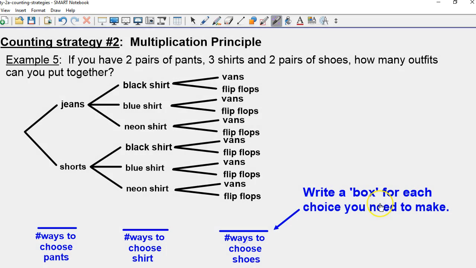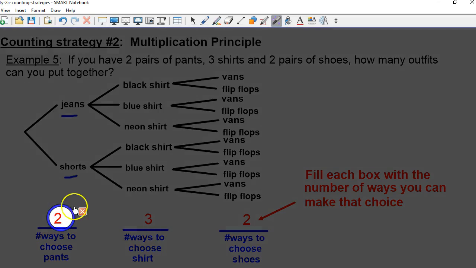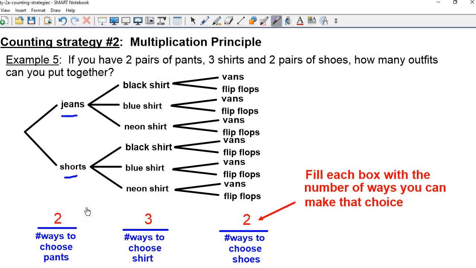And what we'll do is we'll fill in those boxes with the number of ways we can make those choices. Since we have two choices of pants, jeans and shorts, we would put a 2 in this box, because there are 2 ways to choose the pants. There are 1, 2, 3 different ways to choose the shirt, so we'll put a 3 there. Now, not 6, just the 3 actual choices. And then there are 2 ways, Vans and flip-flops, to choose the shoes. So we fill in each box with the number of ways to make that choice.